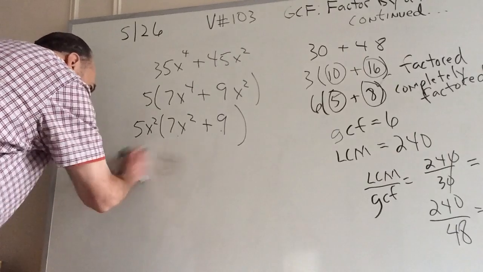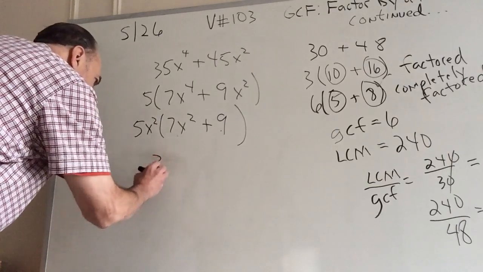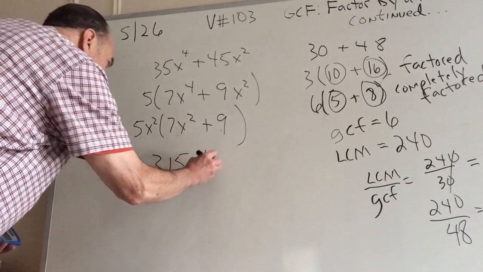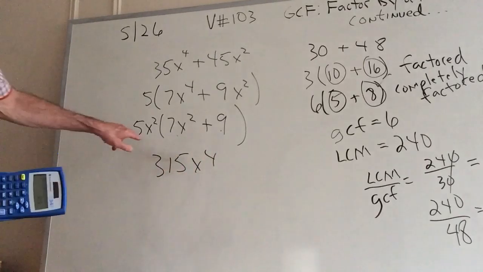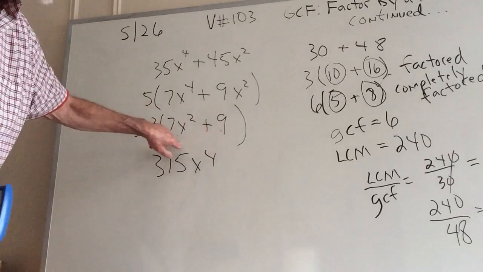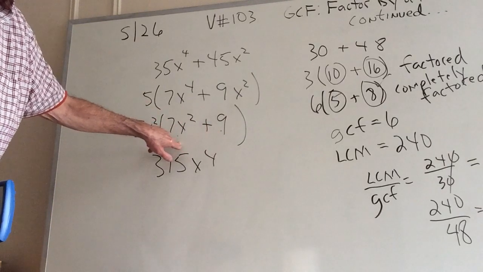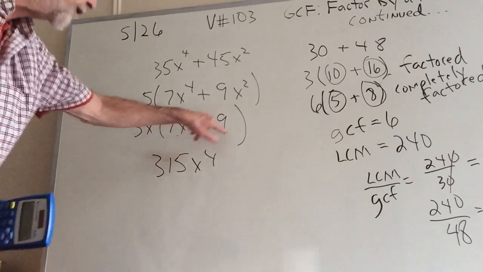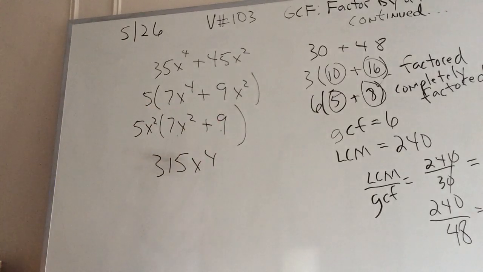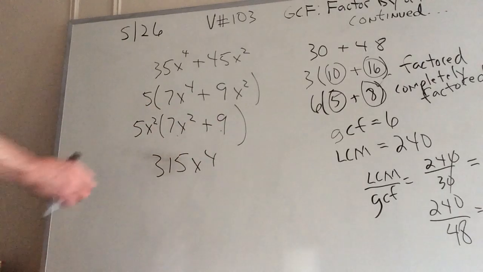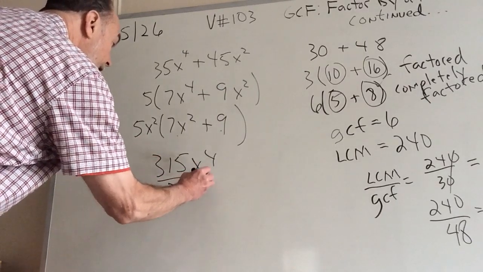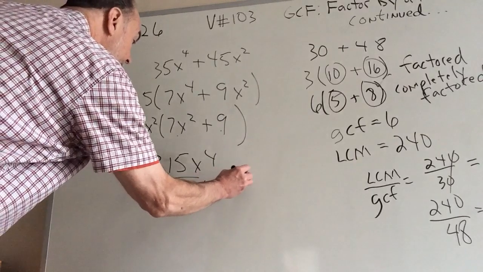Whoops, fix that up real quick. We're running out of time on the machine here. 315 x to the 4th. How did I get that one more time? I multiplied the GCF times the two coprime leftovers or residuals. And there I come up with that number there. And now all I have to do is divide this by 35 x to the 4th. And I end up getting 9.